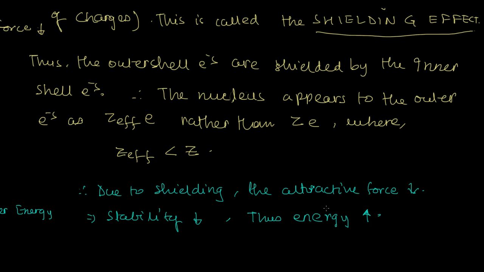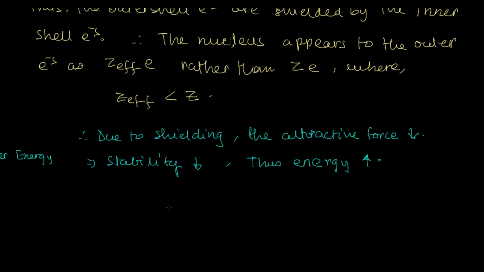Why? Because the nuclear charge is shielded. The positive nuclear charge is sought to be cancelled by the negative electrons that are near, due to the property of additivity of charges. Do we get the point? Okay, so the energy goes up.